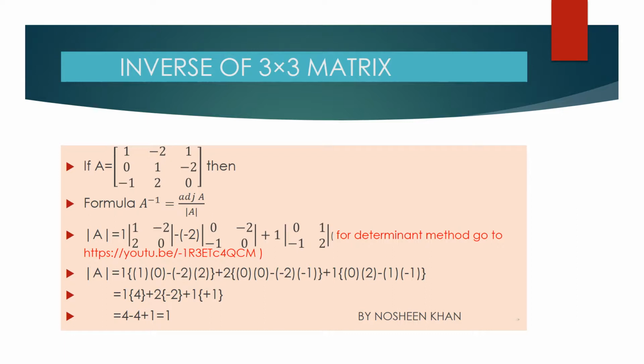So 1 multiplied by 0, minus is of the formula, and minus 2 multiplied by 2. Minus minus is plus, so plus 2. Then 0 multiplied by 0, minus is of the formula, and minus 2 multiplied by minus 1. Plus 1, 0 multiplied by minus 1 multiplied by minus 1. After solving, 1 multiplied by 4, plus 2 multiplied by minus 2, plus 1 multiplied by 1. 4 minus 4 plus 1 is equal to 1.